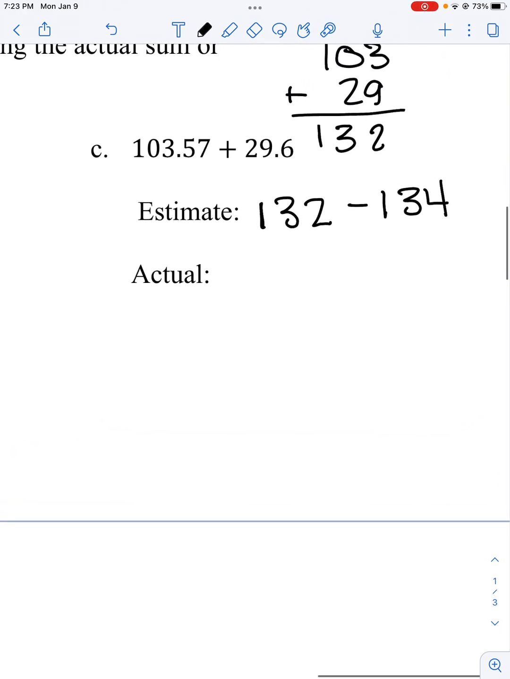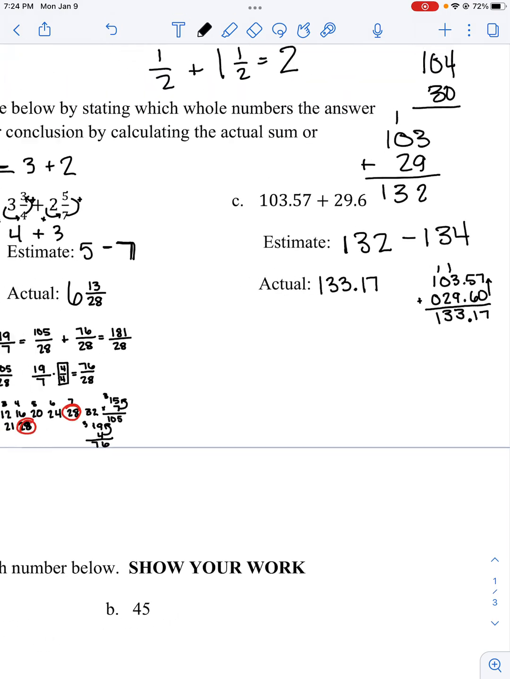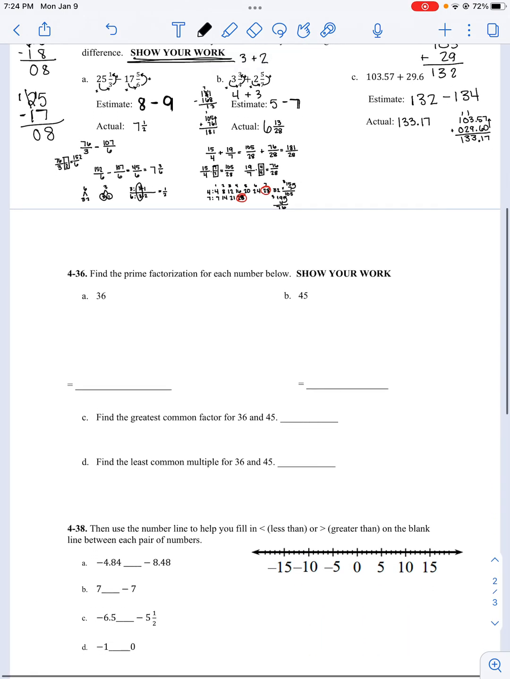Part C, the actual answer. I can line up my decimal points. I can fill in with zeros. 7 plus 0 is 7. 5 plus 6 is 11. Drop down my decimal point. 9 plus 3 is 12. Plus 1 is 13. 2 plus 1 is 3. And 1 plus 0 is 1. The answer is 133 and 1700ths.